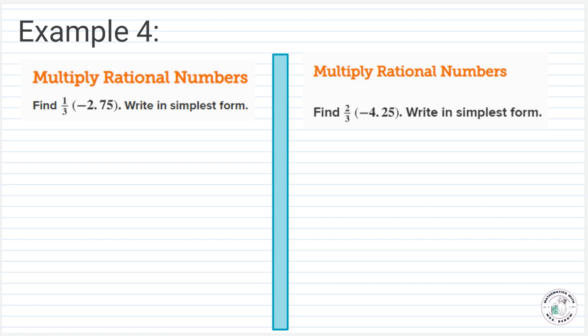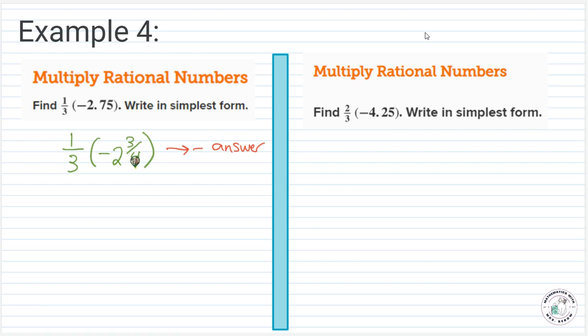So starting with the one on the left, we get find 1/3 multiplied by -2 and 75/100ths. So this is going to be rewritten as 1/3 multiplied by -2 and then 3/4. Now with this question, we have different signs. So this is going to be a negative answer. And again, we cannot multiply with a mixed number. You do have to change it into an improper fraction.